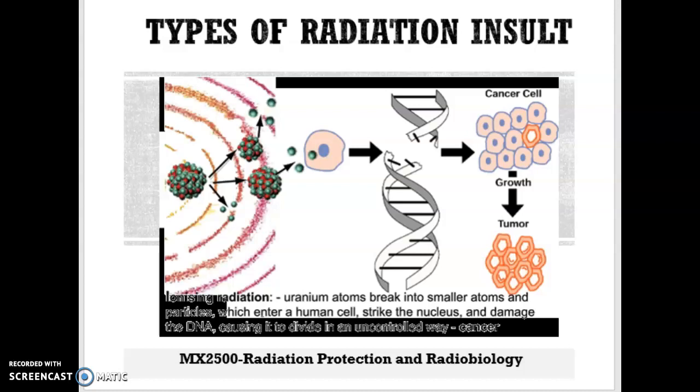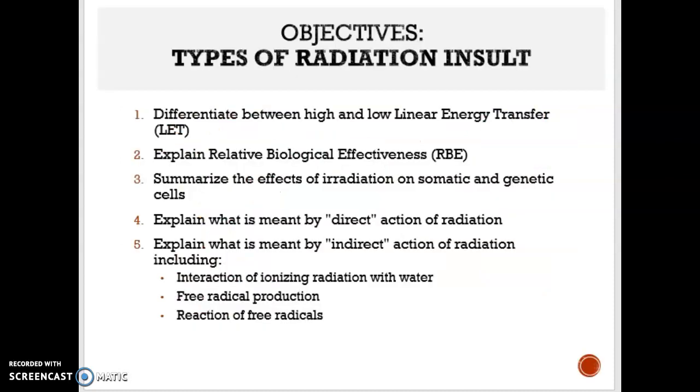Hi everyone, so the focus of today's lesson is on types of radiation insults. The objectives are to differentiate between high and low linear energy transfer, to explain the relative biological effectiveness, summarize the effects of irradiation on somatic and genetic cells, and explain what direct action of radiation is and what an indirect action of radiation is. And looking at indirect, we will be discussing interactions of ionizing radiation with water, free radical production, and the reaction of the free radicals in relation to the body.